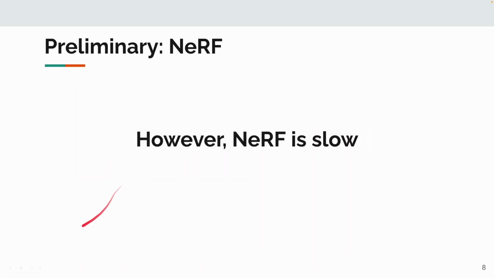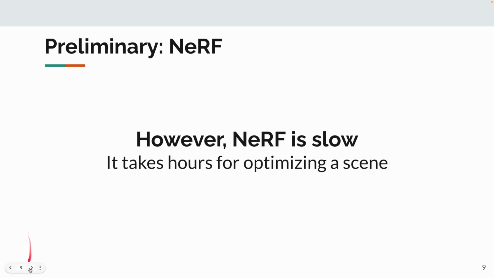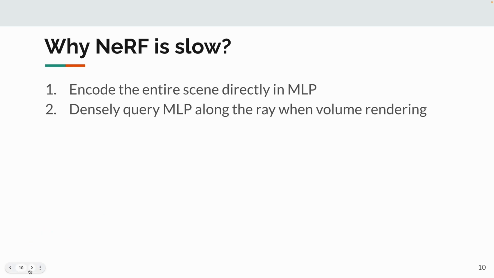However, NeRF is very slow. It takes hours for optimizing the scenes. Why is NeRF so slow? First, it encodes the entire scene directly in the MLP without additional data structures, so encoding the spatial information in the MLP may take additional time. Second, when performing volume rendering, we need to sample a lot of points along the ray, and the number of rays is equal to the number of pixels in the rendered image. This also makes us spend a lot of time when rendering an image.